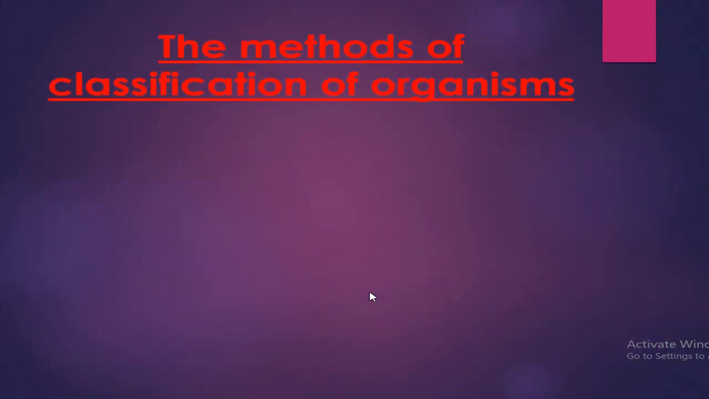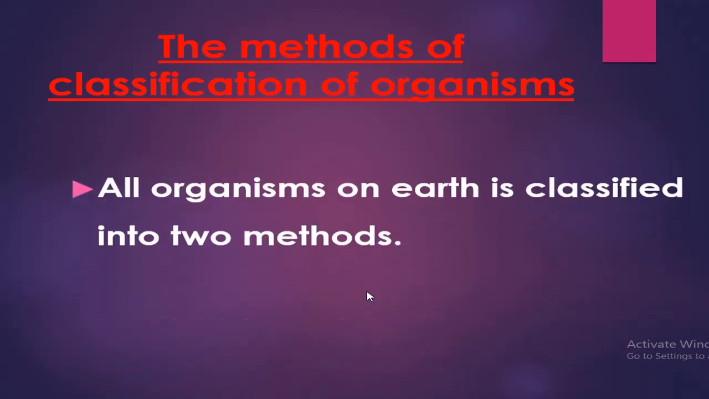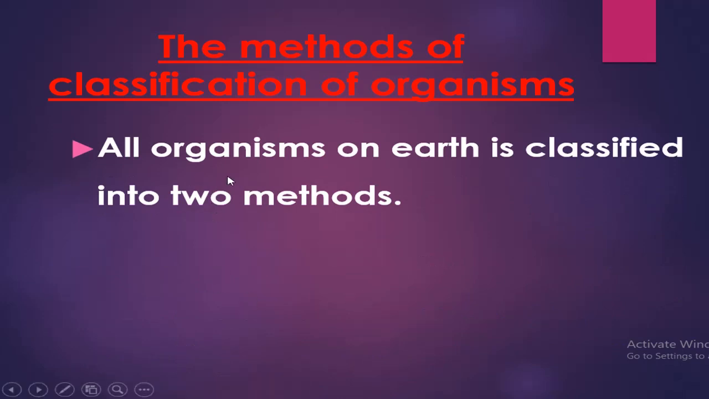Let's go to our next topic. Our next topic is methods of classification of organisms. When we consider the methods of classification, there are different types of methods for classification of organisms. Let's see what these methods are. The organisms on earth are classified into two methods. What are these two methods?